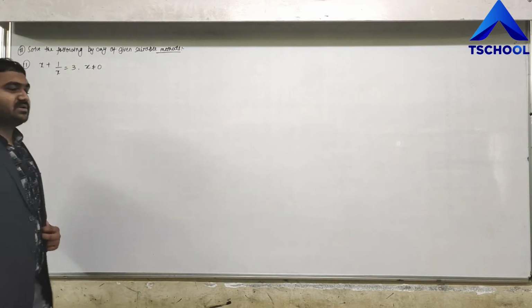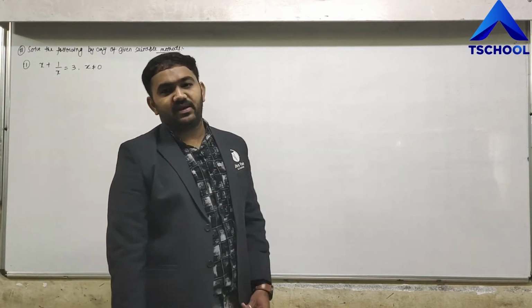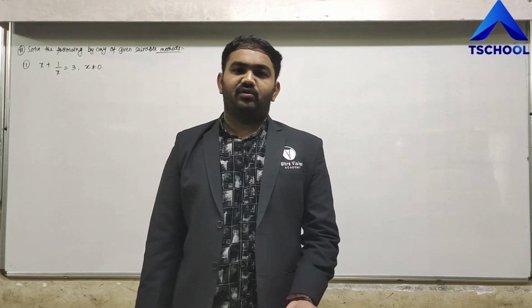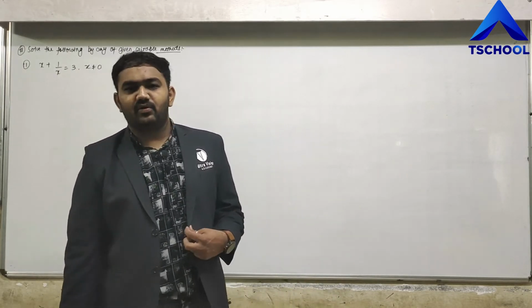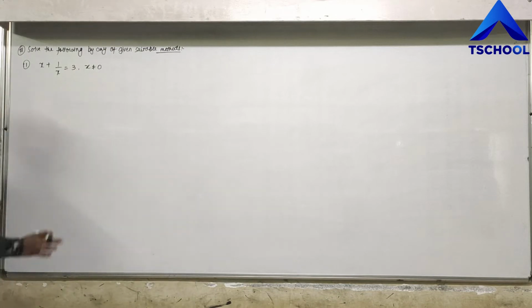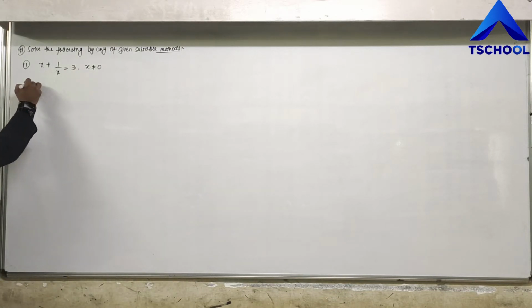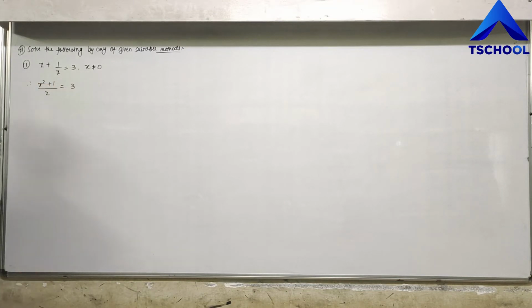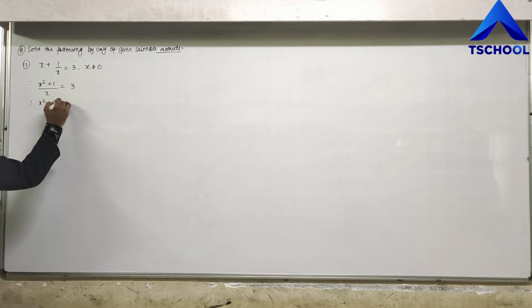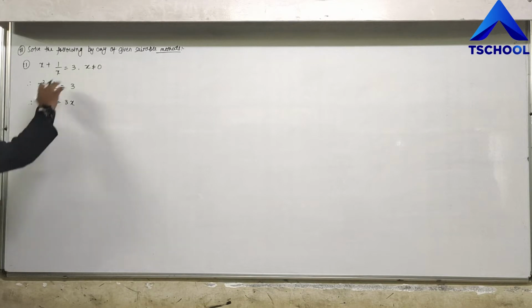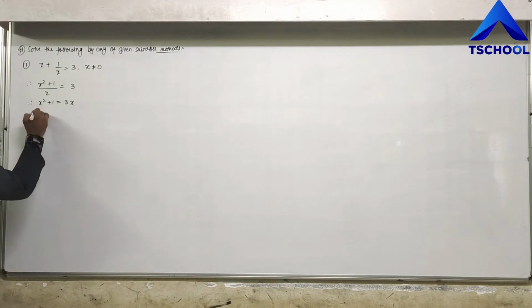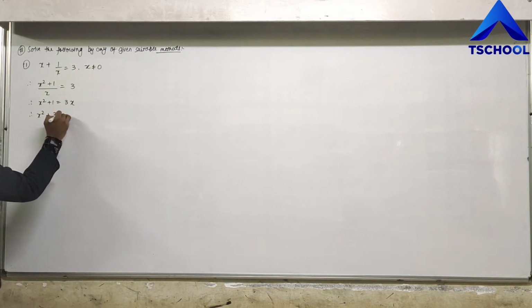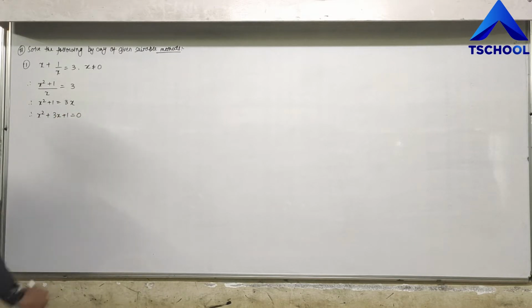See friends, sometimes this kind of question may also be asked where you might be confused about what to do now. So the first and foremost thing you are going to do here is take the LCM on the left side. So on this side we get (x square plus 1) whole divided by x is equal to 3. Therefore x square plus 1 is equal to 3x, that x will be multiplied on the other side, and hence x square minus 3x plus 1 equal to 0.